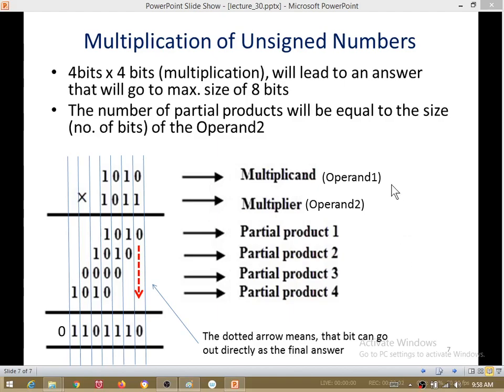Okay, the first mathematical operation that we'll take a look at is the multiplication of unsigned numbers. Let's look at an example where we are going to multiply 1010 multiplied with 1011. Both of these are unsigned numbers. Okay, so let's see the process.